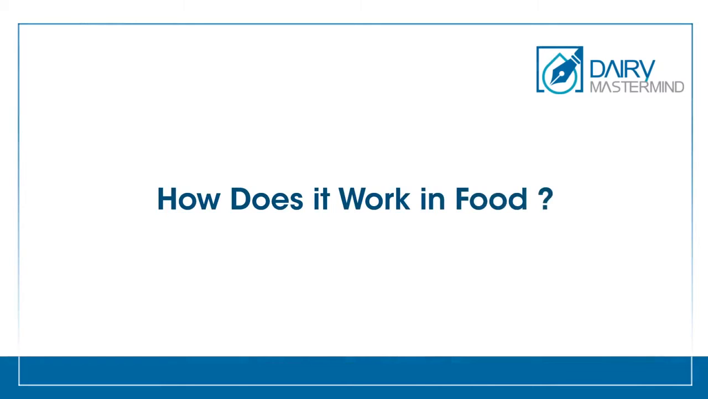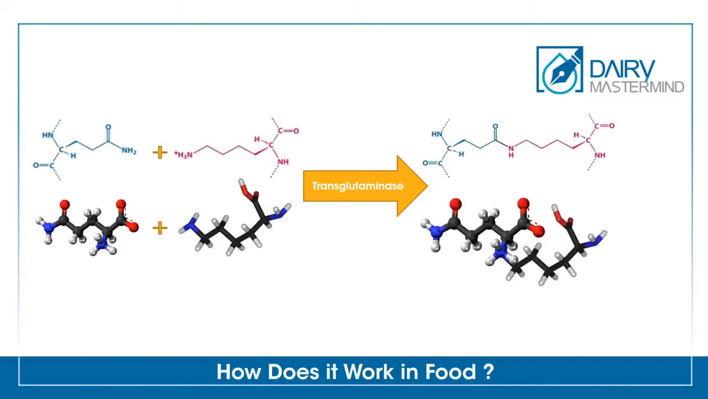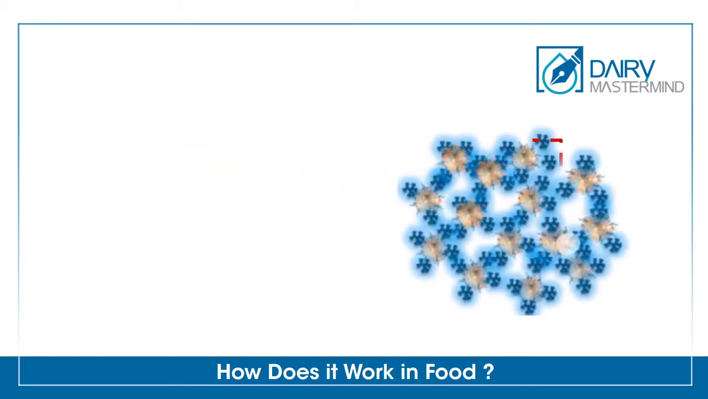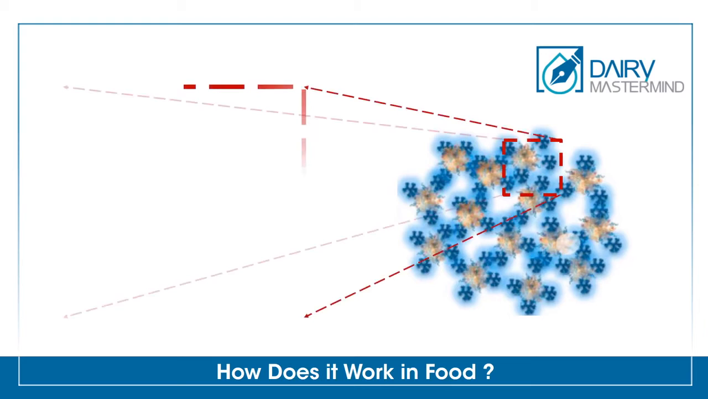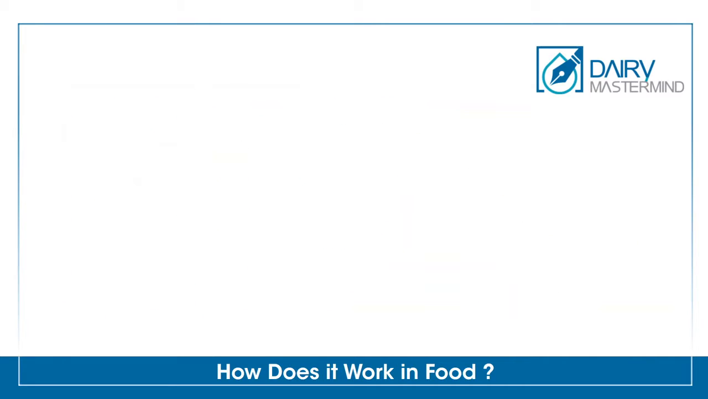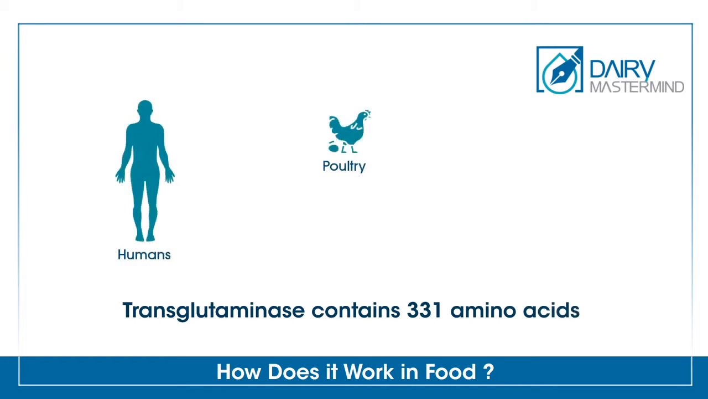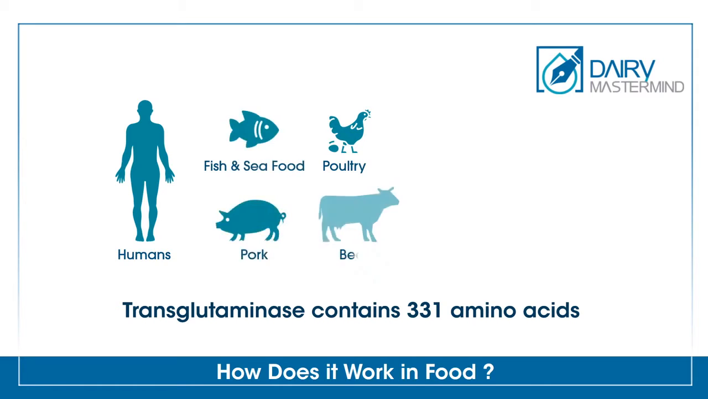How does it work in food? TG can take lysine and glutamine as the best substrate to create crosslinks. By these inter- and intralinks, a three-dimensional network is created. In other words, the protein is polymerized. Transglutaminase contains 331 amino acids and is naturally found in the human body, in poultry, fish, pork, beef, and plants.